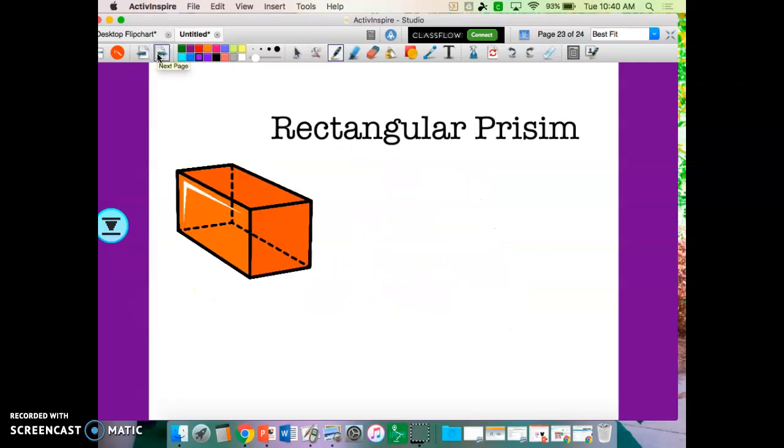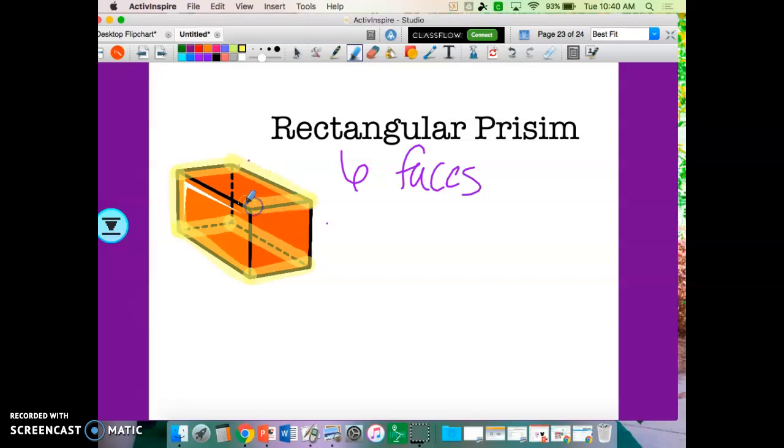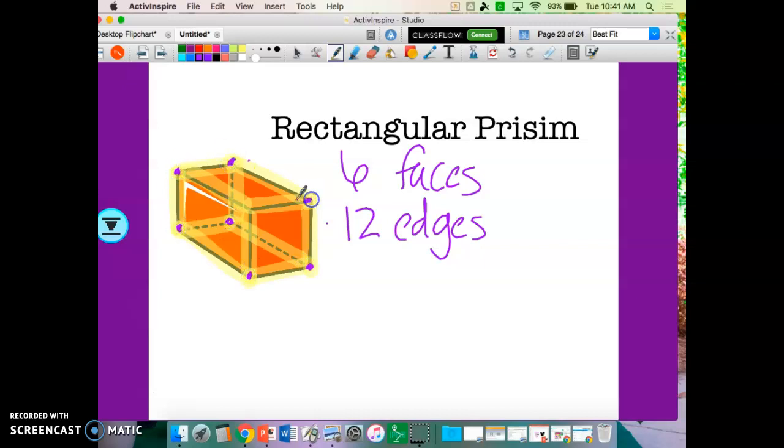My rectangular prism, it again is going to have a top and a bottom face, a front and a back, so we're at 4, and then a side and side, so we're at 6 faces. When we go to count our edges, we've got 1, 2, 3, 4, 5, 6, 7, 8, 9, 10, 11, 12 edges. And then for my vertices, 1, 2, 3, 4, 5, 6, 7, 8 vertices.